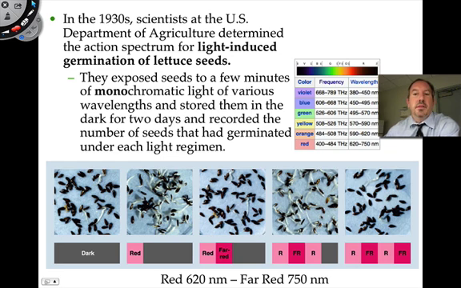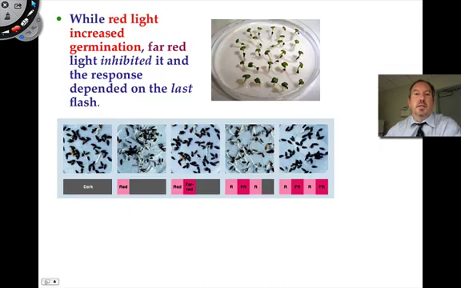What do you make of that? It could mean that perhaps it's the last light that hits it that invokes this. But it's certainly one thing: it tells you that it can go back and forth. And then look at this sort of torture here. Red, far red, red, far red. The very last one is far red, so therefore no germination. You're like, well, this is all well and good, red light increases germination and far red inhibits it. And so it's dependent on the last flash of light that gets it.